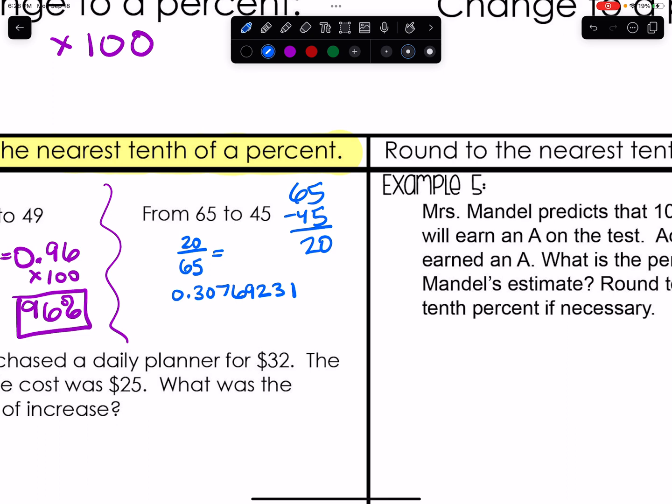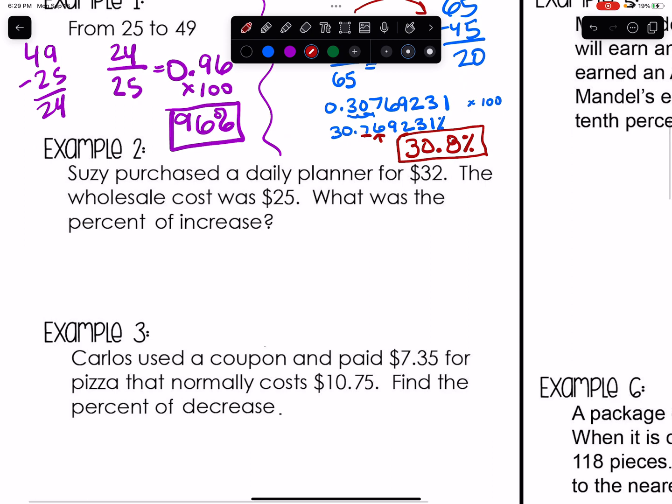Before I round, I have to make it a percent. And to make it a percent, we're going to multiply by 100, which moves that decimal 2 places over. So it's 30.769231%. Now I'm going to round to the nearest tenth, which is the first decimal place, by looking at the one just to the right. And if it's 5 or more, I round up. So it's going to be 30.8%. And this is a decrease because it went from 65 to 45, which of course is a decrease in the amount. Let's try number 2.